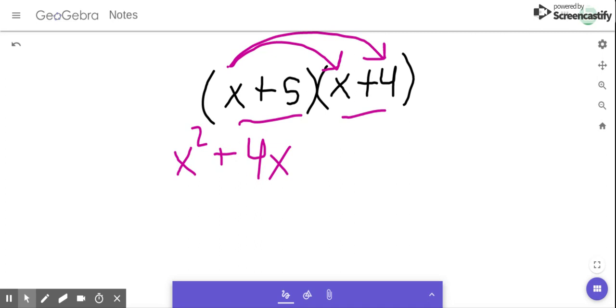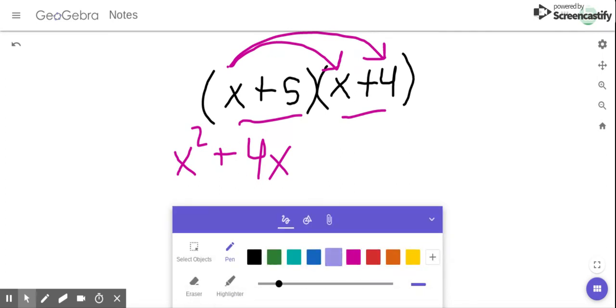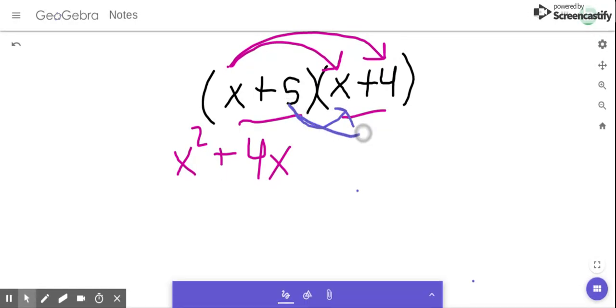Then I need to also distribute, I'm going to switch to a different color, the 5 times this x and the 5 times this 4. I usually write that on the bottom just to help me organize it. Well, 5 times x is 5x, and 5 times 4 is 20.